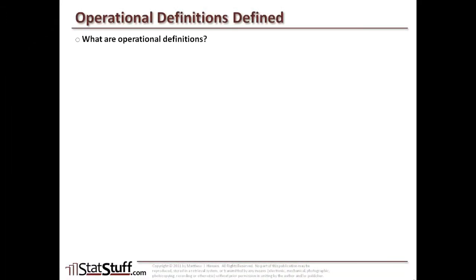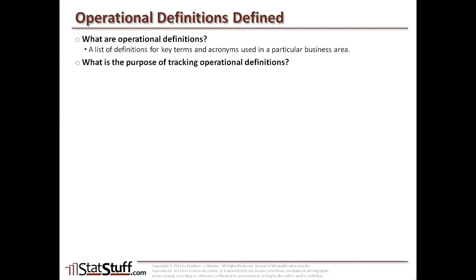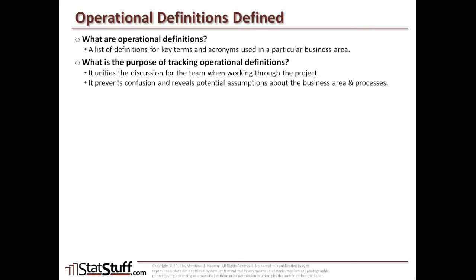Well, operational definitions are merely just a list of the definitions for key terms or acronyms that are used in a particular business area where you're trying to work through a project. Now, the purpose of tracking these things is that they help to unify the discussion for the team when you're working through the project. It also helps prevent any confusion and reveal any potential assumptions that people might have about that particular business area or the processes that are involved. And it also helps people who are new or unfamiliar with the process area to be quickly acclimated to those terms or acronyms that are being used.